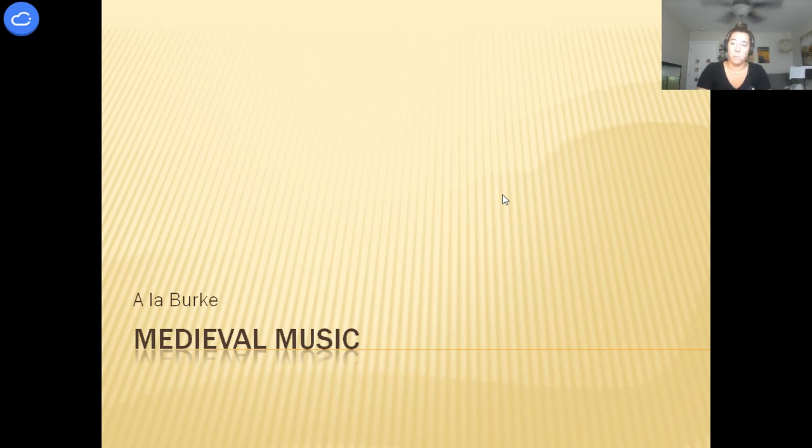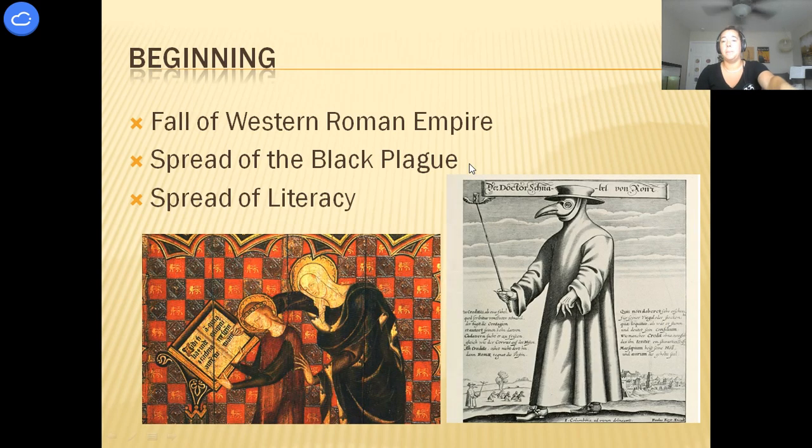So, medieval music. Here we go. All right. The beginning of medieval music started with the fall of the Western Roman Empire. By the way, just a heads up, everything we're going to be talking about is Western music. So we're not talking about music of the world, music of any other country. We're talking about the music that was European-centric. So just so that you understand, we're not talking about music of Asia, music of South America. We're talking about European-centric music, because this is the music that would be considered classical.